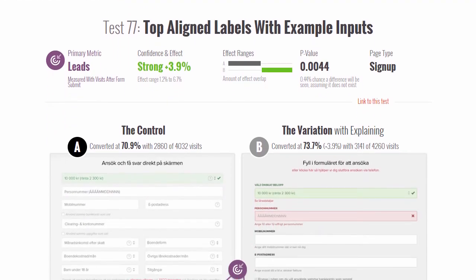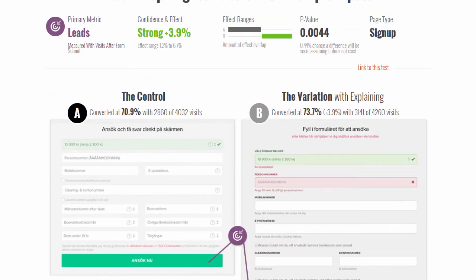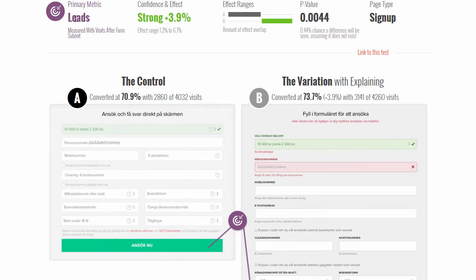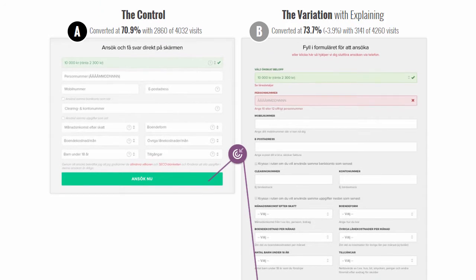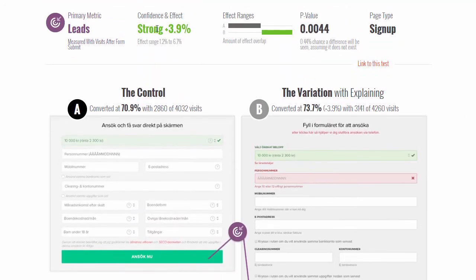But the key thing: first of all, what was measured here were leads, so successful form completions and submissions. And there's a small effect, 4% almost, but it's quite significant. So it's very well defined. The B is completely clear of the control, tiny p value. It's a pretty high chance that B is actually better than A.